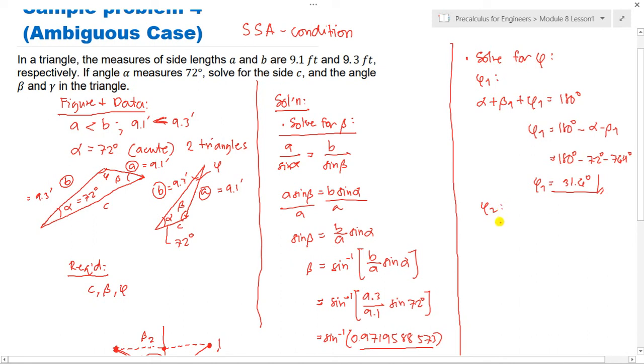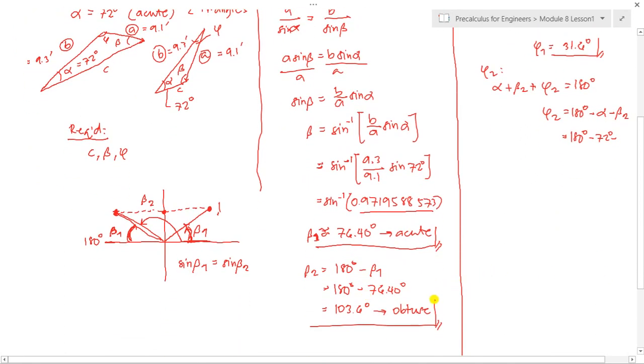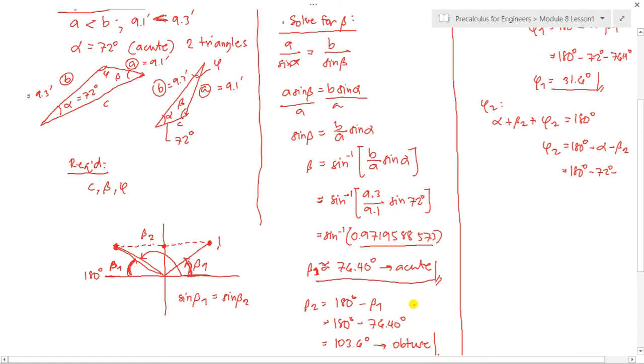Now for gamma 2, alpha plus beta 2 plus gamma 2 is equal to 180 degrees. So gamma 2 is equal to 180 degrees minus alpha minus beta 2. That is 180 degrees minus alpha, which is 72 degrees, minus beta 2, which is 103.6 degrees. So our gamma 2 is 4.4 degrees. So very small. Of course you can see in the figure that this part here is small.